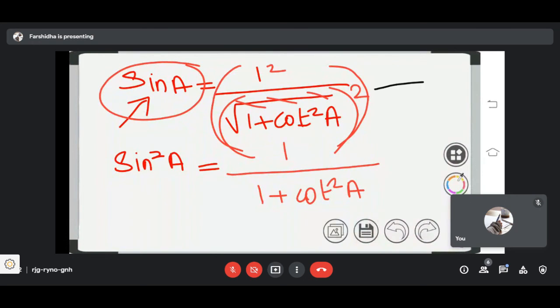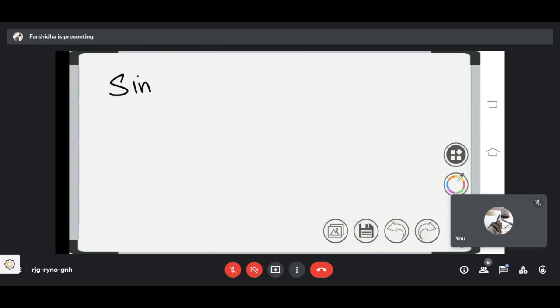This was our last answer: sine in terms of cot. We have squared the terms, so we got sine square A is equal to 1 by 1 plus cot square A.